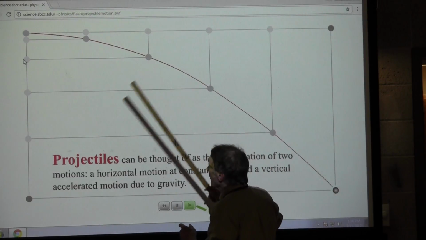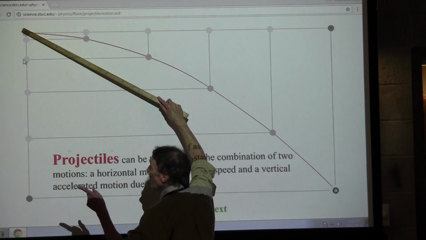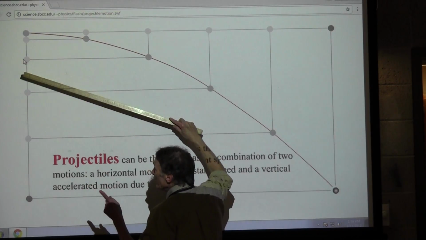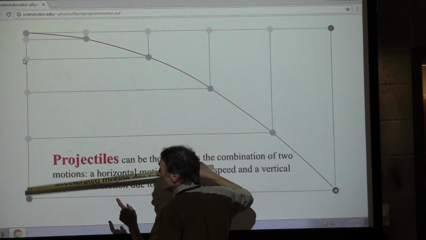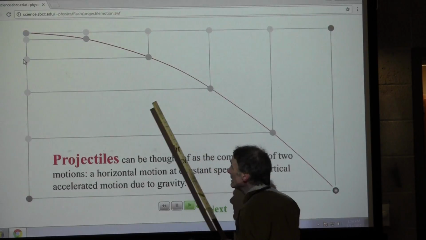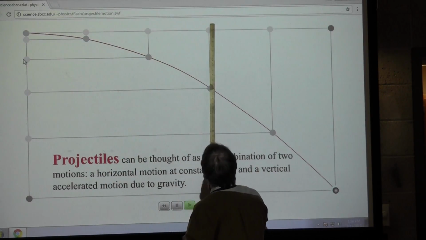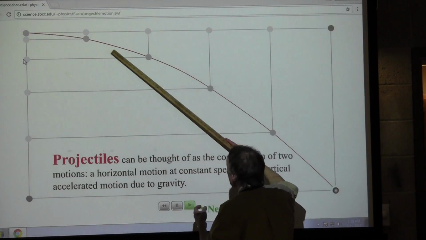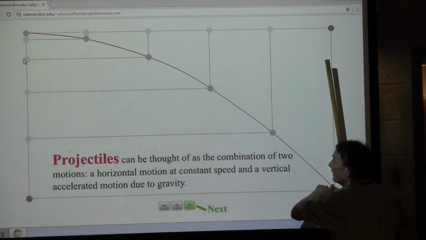However, in the y direction, if I have something like a ball and I just drop it, it's going to accelerate, and these space intervals are going to get bigger as it falls. It accelerates like this. So what happens if I fire a real projectile? I shoot it in the horizontal direction, but because of gravity, it falls in this distinctive parabolic arc.